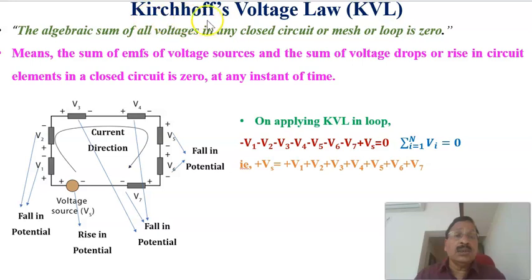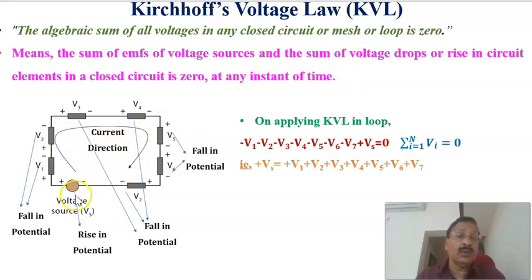Now let us see Kirchhoff's voltage law, KVL, that is required for the mesh current analysis. KVL is defined as the algebraic sum of all voltages in any closed circuit, mesh or loop is equal to 0. Meaning that the sum of the EMFs of voltage sources and the sum of voltage drops or rises in the circuit elements in a closed circuit is 0 at any instant of time.